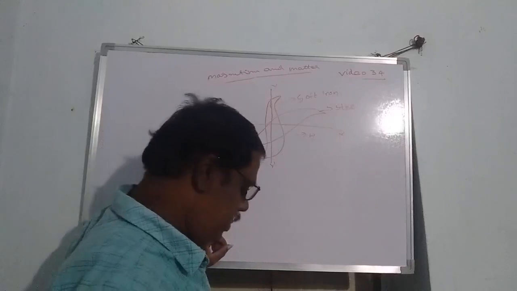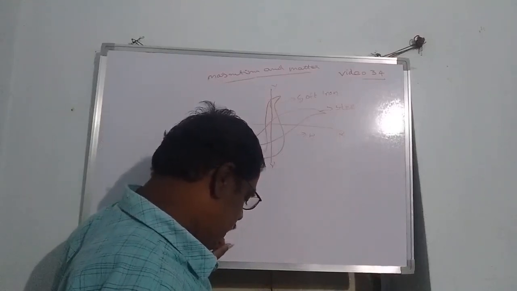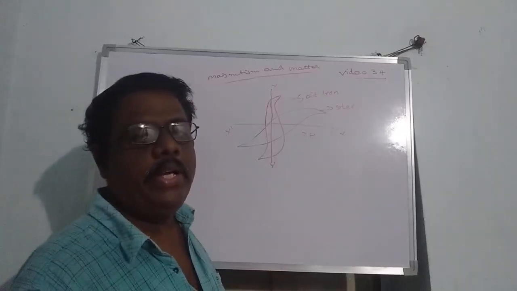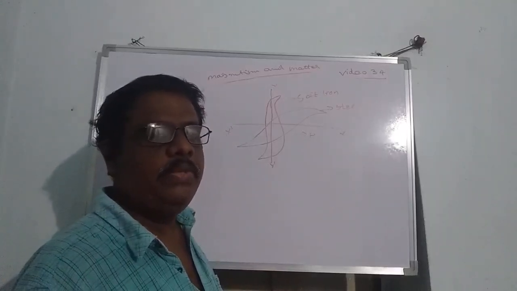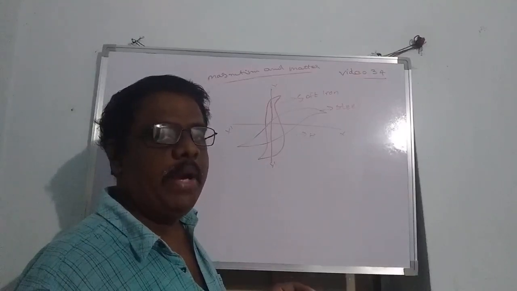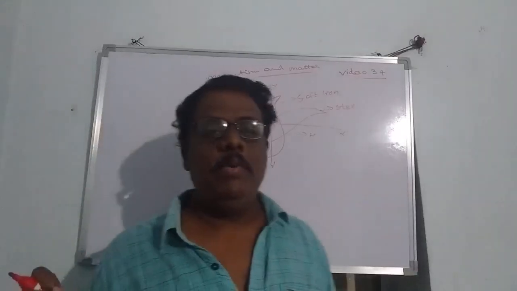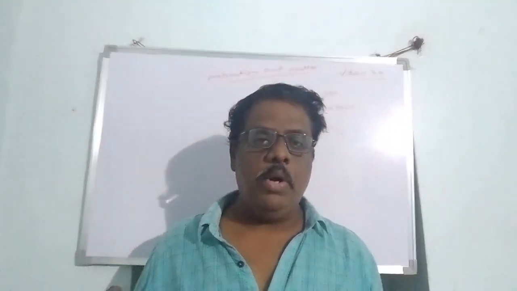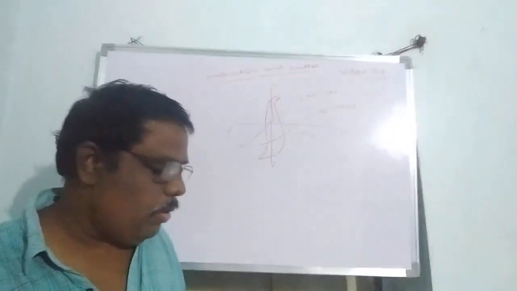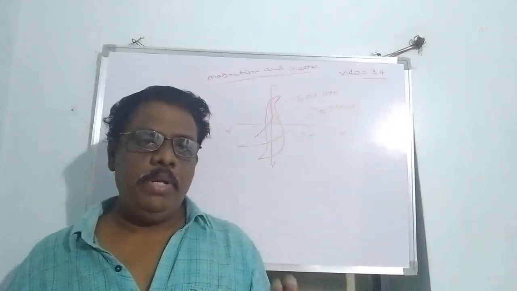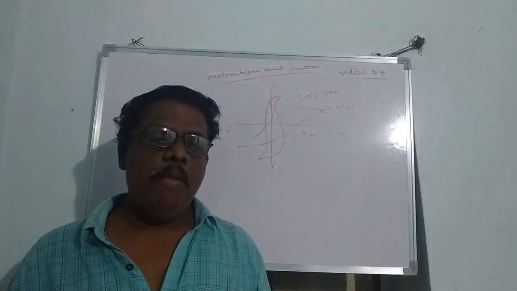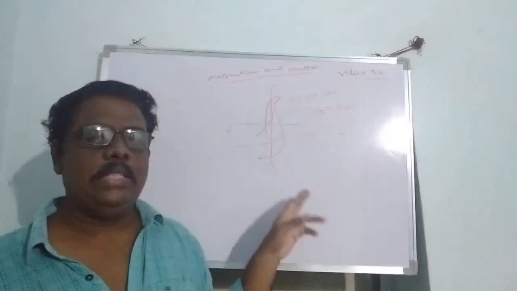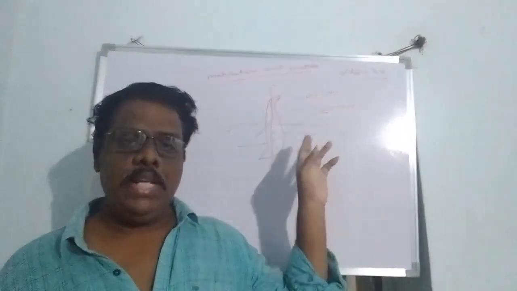So the relation between retentivity and coercivity by using the hysteresis curve. What is retentivity? Yesterday I explained retentivity means residual magnetism. After removal of the applied magnetic field, some ferromagnetic substances can retain a certain amount of magnetism in their bodies. That is called retentivity. Coercivity: to make this retentivity zero, we have to apply the magnetic field in the opposite direction. That is called coercivity.